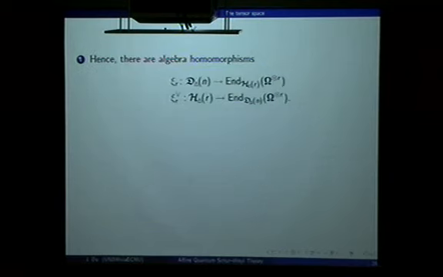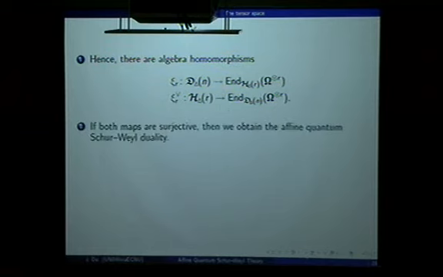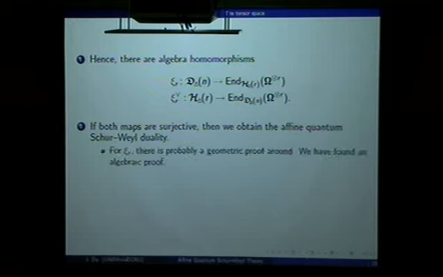Then you have two algebra homomorphisms. This time you take the endomorphism algebra of the Hecke algebra module here, and of the double Hall algebra module there. And if both maps are surjective, then we obtain the so-called affine quantum Schur-Weyl duality. Now for the case, there is probably a geometric proof around, because Ginzburg and Vasserot mentioned that in their 1993 papers. And Schiffmann, in one of his survey articles, mentioned that if you replace SRN by GRN hat, then the onto map should be okay. I say that a geometric proof is probably there, but we got an algebraic proof, or maybe combinatorial, because it's a conference workshop on combinatorial approaches.